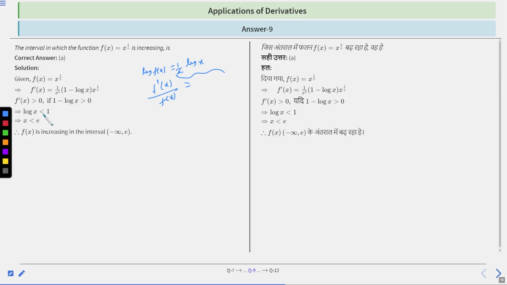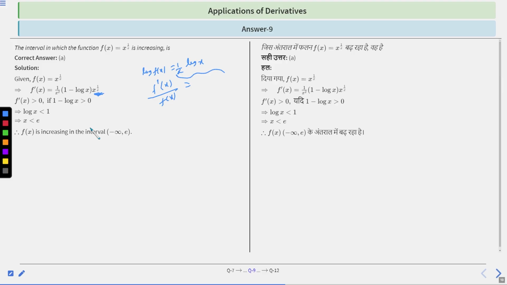Therefore f dash x should be greater than 0. Now if 1 minus log x is greater than 0, see, the function is increasing. This term is always positive, and 1 by x square is always positive, right? So 1 minus log x should always be positive, right? Therefore, 1 minus log x should be greater than 0. Therefore, log x should be less than 1, right? So x is less than e. Clear? Therefore, x is less than e.